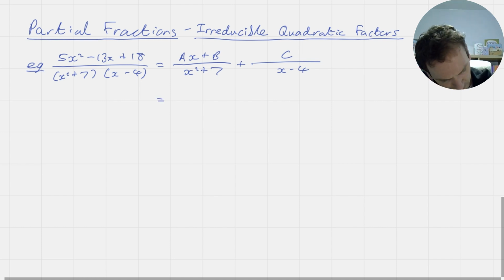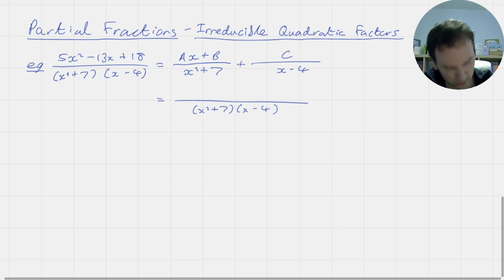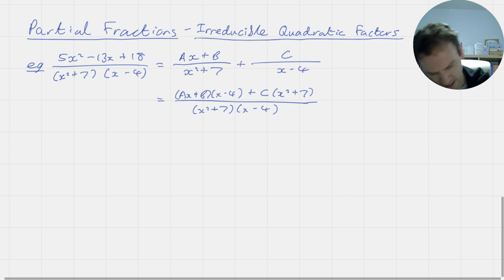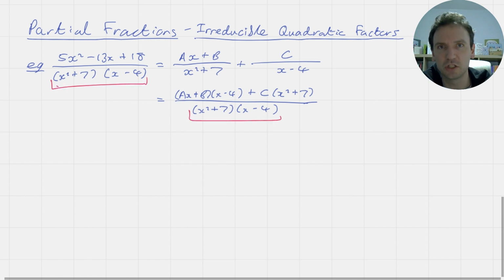So if we're going for this, rework this so we get the same denominator as the left-hand side. So we want x squared plus 7 times x subtract 4. So we're multiplying top and bottom of our first fraction by x subtract 4. We're multiplying top and bottom of our second fraction by x squared plus 7. We now have the same denominators on both the left-hand side and the right-hand side. So we want the numerators to be the same. It's now easier for us to compare those.